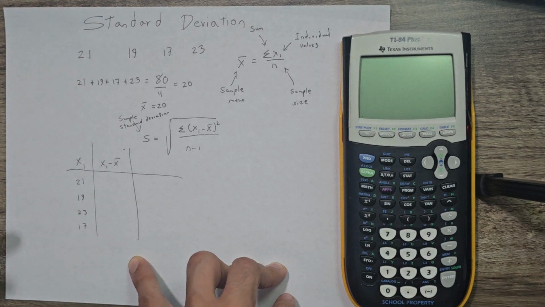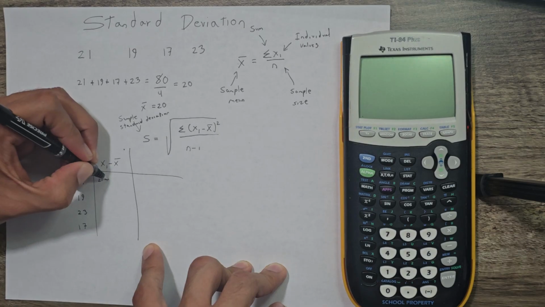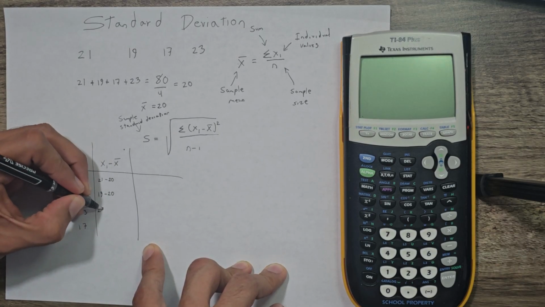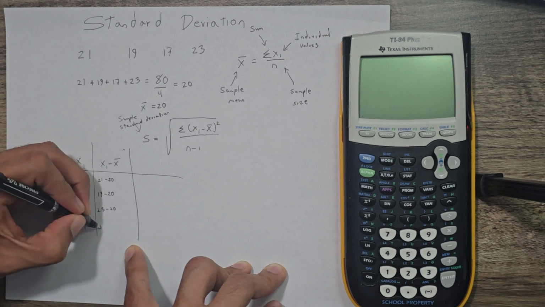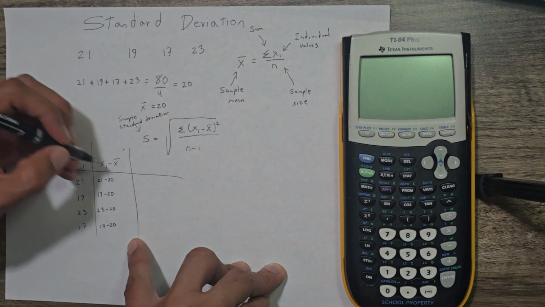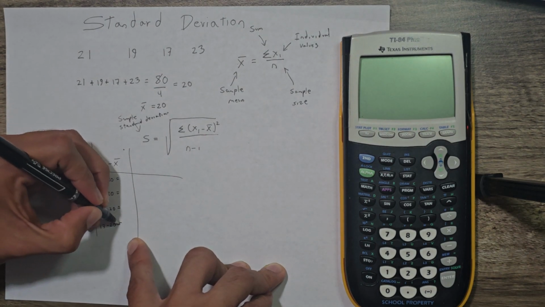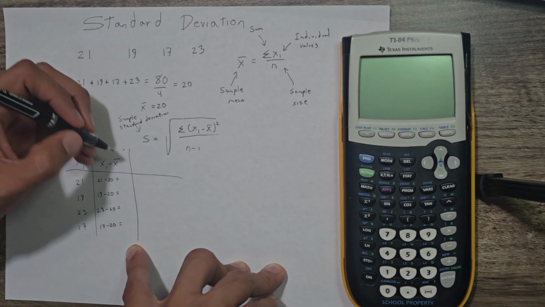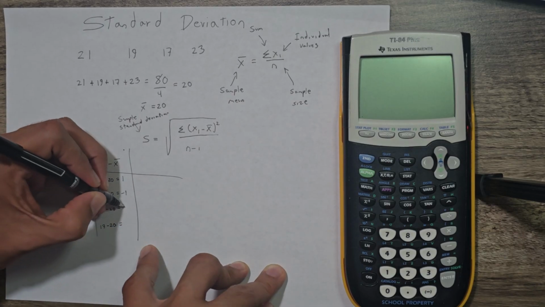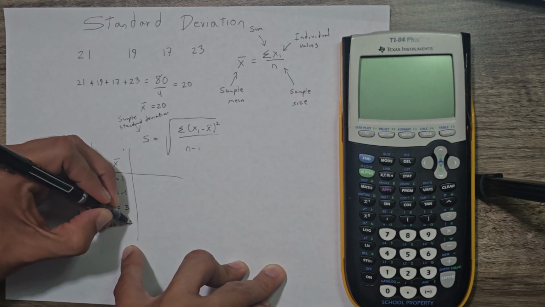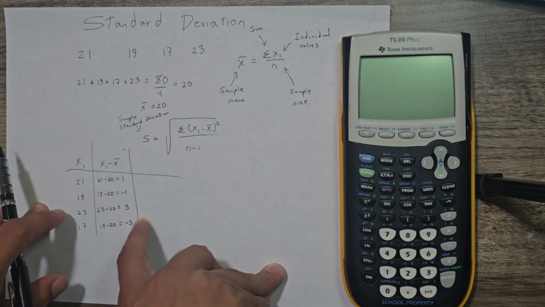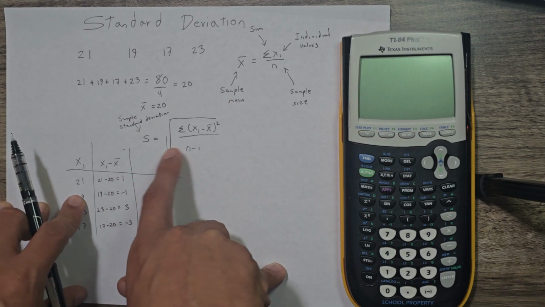So we're going to take 21 and subtract our mean, which is 20, 19 and subtract our mean, which is 20, 23 and subtract our mean, which is 20, and 17 subtract our mean, which is 20. If we do all of that correctly, we're going to get our answers: 21 minus 20 is 1, 19 minus 20 is -1, 23 minus 20 is 3, and 17 minus 20 is -3. So our answers for this column are these values right here. That's just our x individual minus the x bar. That's the first part.